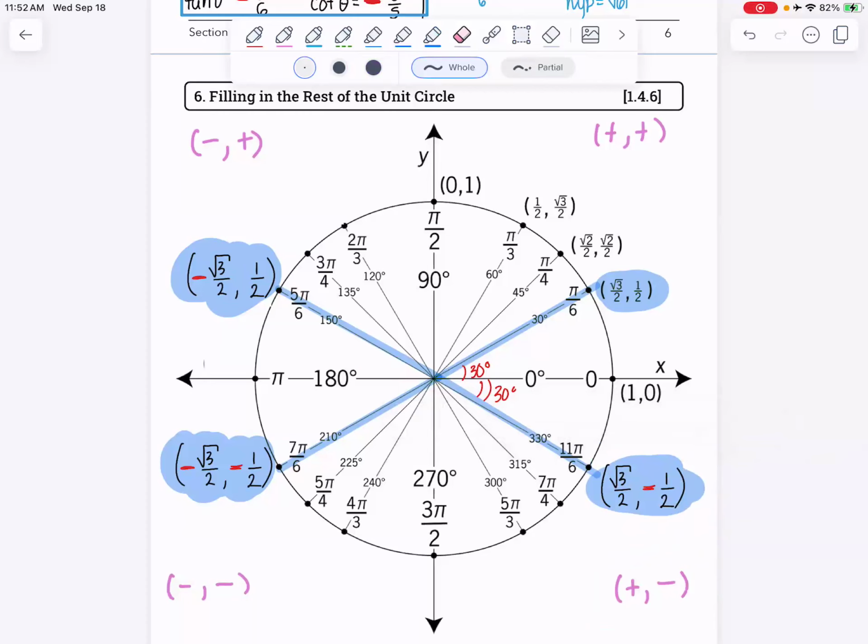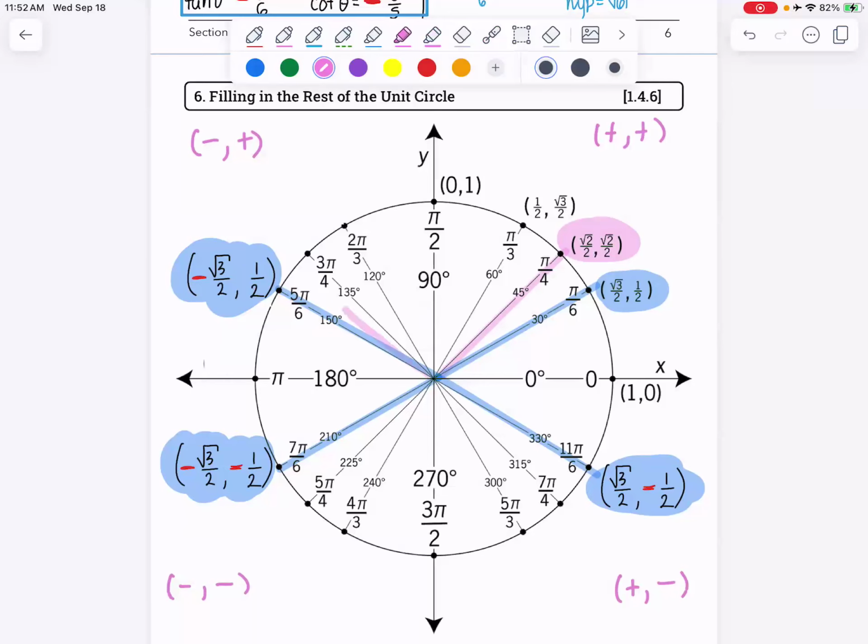Notice for all of those, for the radian measurement, those were all pi over 6. All the pi over 6 angles are root 3 over 2 comma 1/2 with different signs. For the 45-degree angle here, we had the value root 2 over 2 for x and y.